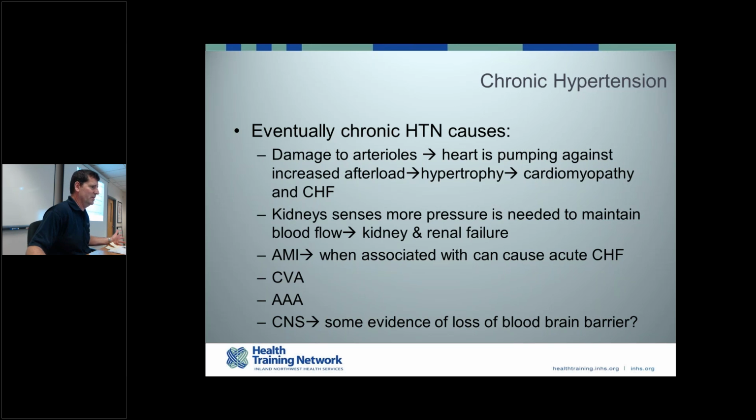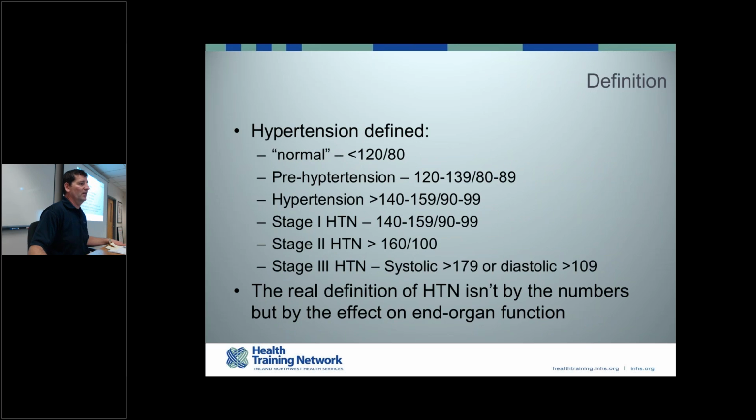MIs can be associated with this. CVAs are associated with hypertension. AAAs. The central nervous system breaking down and getting lost in the blood-brain barrier. So all these different areas can be affected by chronic hypertension.